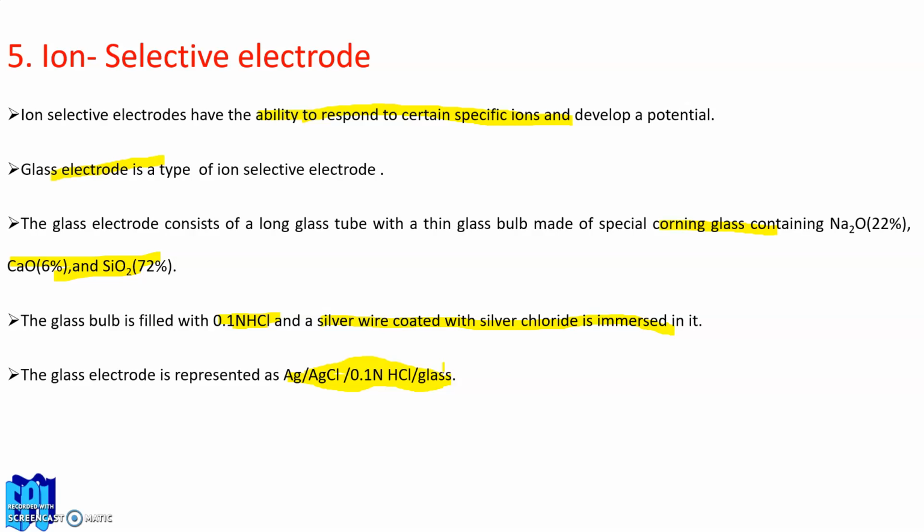There are 5 types of electrodes. The first one is the metal ion electrode, which means a metal dipped in its own solution. The second one is the metal sparingly soluble salt electrode, where a metal is covered with its own sparingly soluble salt and dipped in a solution containing the ion of that salt. The third one is the gas ion electrode, consisting of an inert metal dipped in a solution containing the reversible ion of the gas. The fourth one is the redox electrode, an inert metal dipped in a solution containing ions of different oxidation states of the same metal. The fifth one is the ion selective electrode, which responds to certain specific ions only.